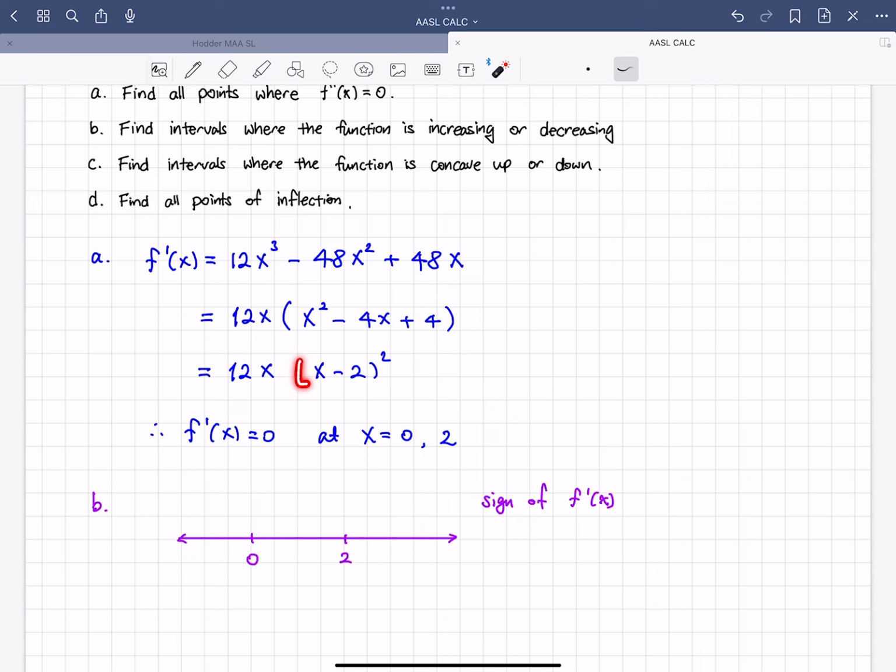Here, x minus 2 is going to be squared. So that's always positive, right? Always positive. So I don't need to think about the sign of this part of it. I just need to think about 12x. So if x is -1, it'll be negative. If x is between 0 and 2, that's definitely positive, right? Think about x equals 1, so it'll be positive. And then x greater than 2, again, will be positive.